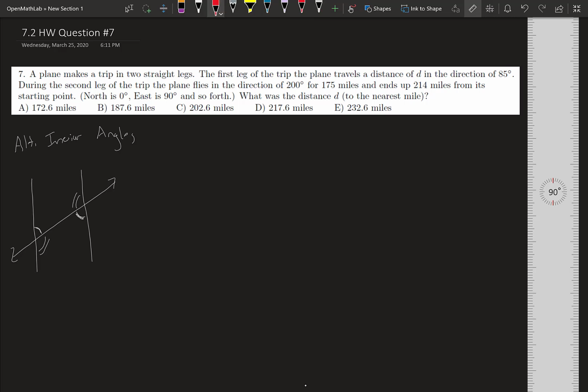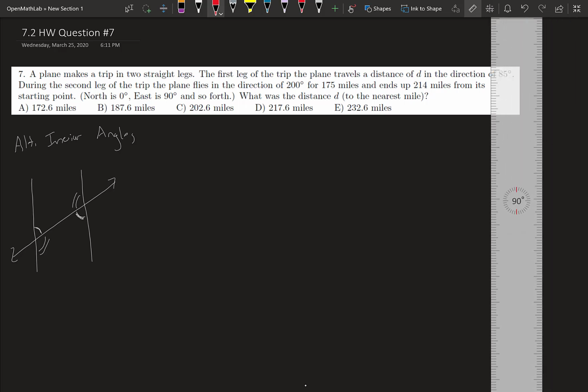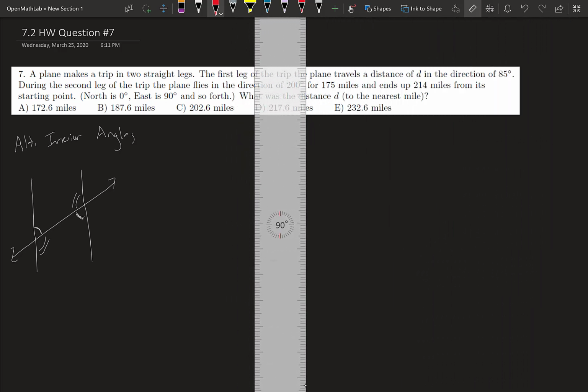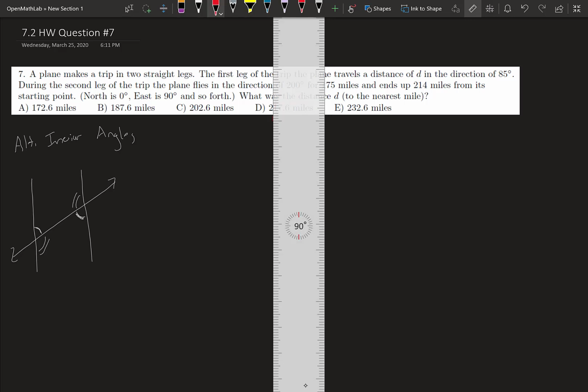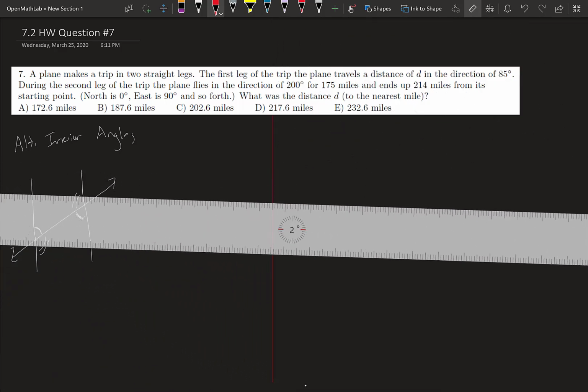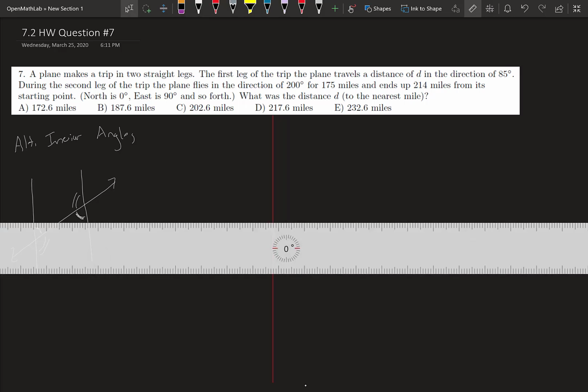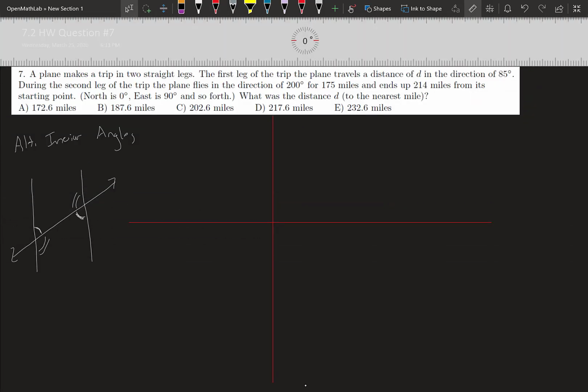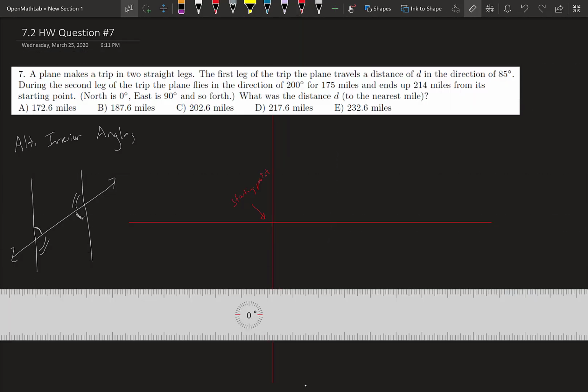So let me see if I can help you with this. I'm going to use this ruler to try to draw this pretty accurately. The first thing I would recommend is drawing an XY axis. I want the origin, that's going to be my starting point for the plane.